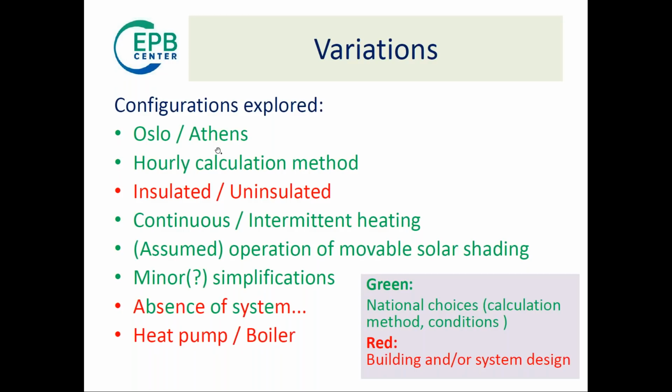And then I used 2 colors here. The green colors are mainly choices you make at a national level, choices which have to do with the calculation method or the conditions. Of course, the climate is chosen at the national or regional level. Also, whether you are allowed to use an hourly calculation method or a monthly calculation method. Of course, insulation and non-insulation is a design of the building. Then continuous and intermittent heating.